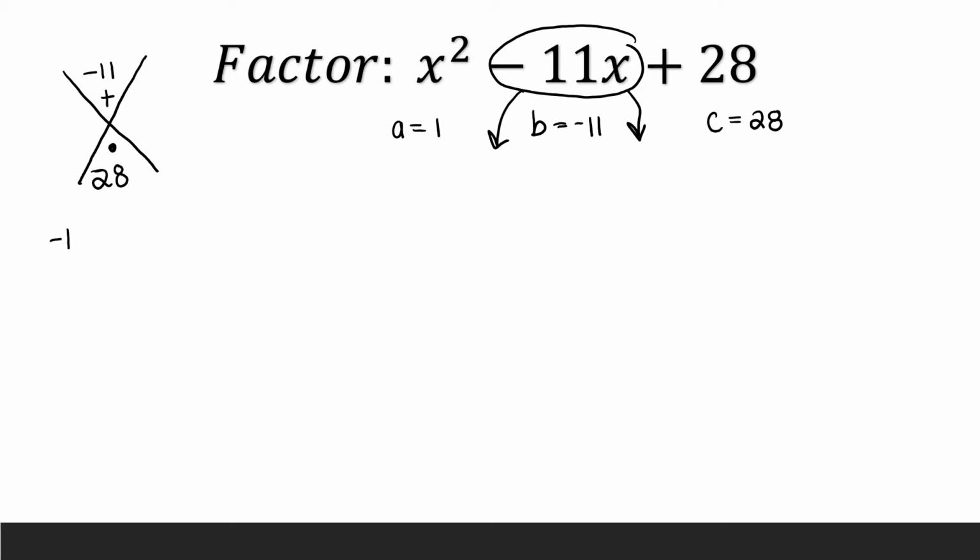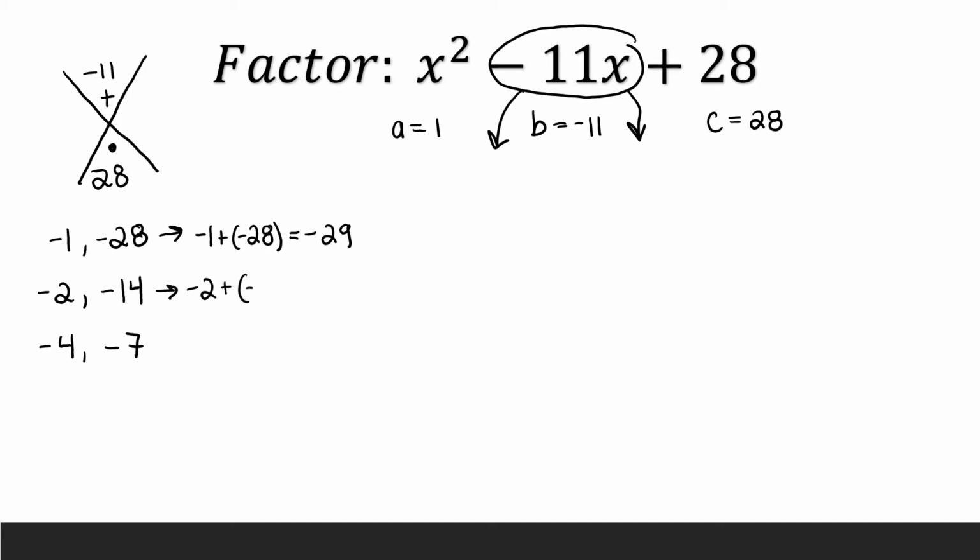We could have negative 1 and negative 28, negative 2 and negative 14, negative 4 and negative 7. Now that we have our factor pairs, we want to add them together to see which combination adds to negative 11. Negative 1 plus negative 28 is equal to negative 29. That's not it.